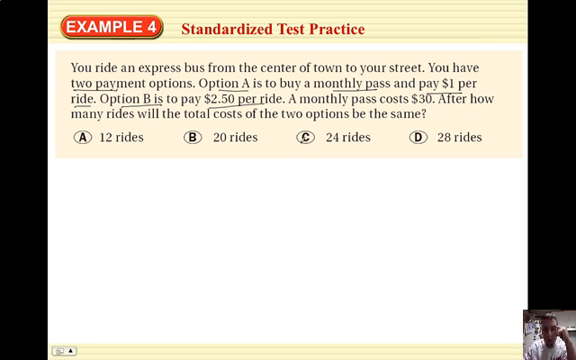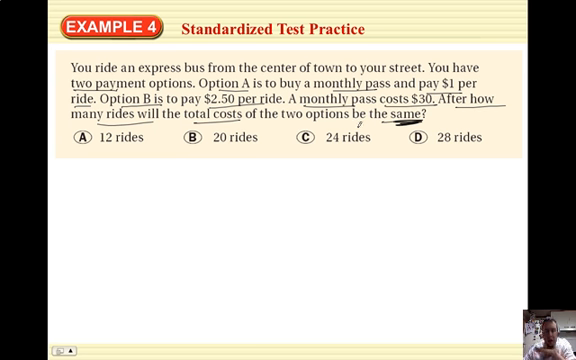That's it. A monthly pass costs $30. And then how many rides will the total cost be the same? Okay. So, if you're too quick, you might think, okay, $1, $2.50, and then 30. $X plus $2.50Y equals 30.